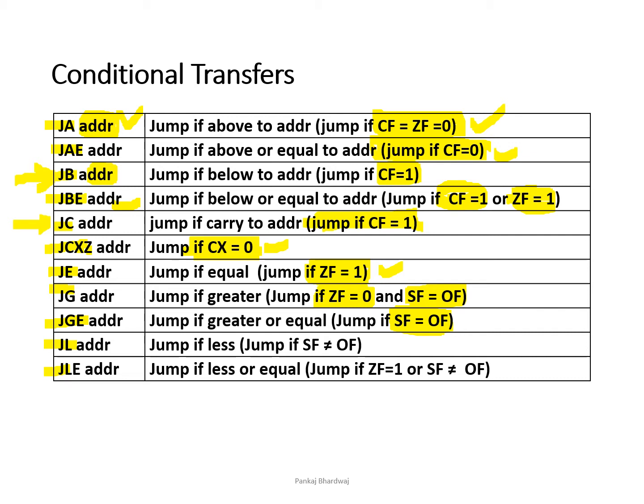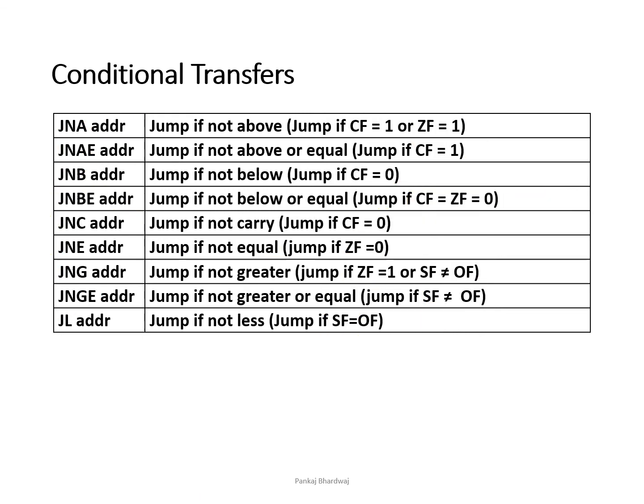JL means jump if less, that means if SF is not equal to OF. It is simply jump if less. And jump if less or equal means the zero flag has to be 1, and the sign flag is not equal to the overflow flag. So these are a few conditional transfers on this particular page.